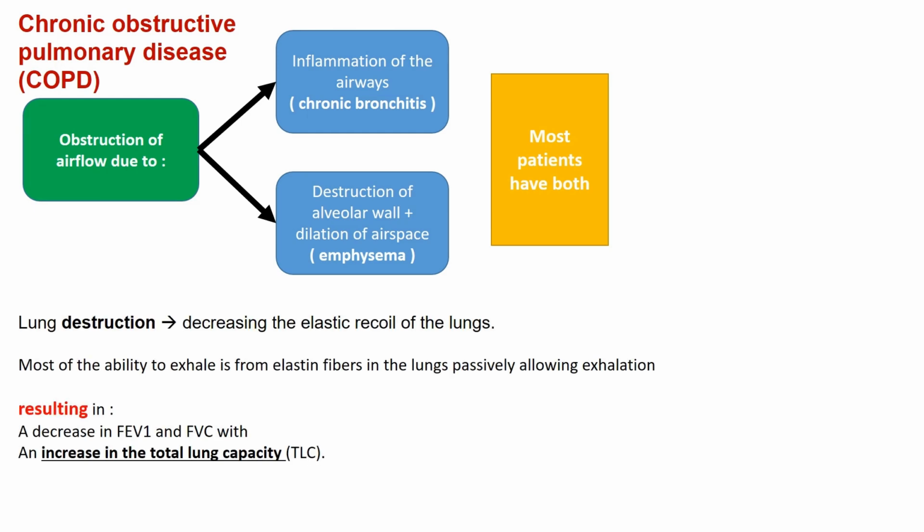Now, the destruction will lead to a decrease in the elastic recoil of the lungs. This destruction will result in a decrease in the forced expiratory volume in 1 second and in the forced vital capacity. And it will also cause an increase in the total lung capacity because of the air trapping that happens.